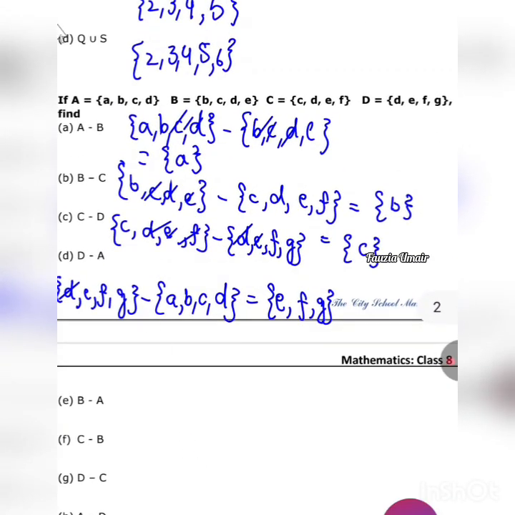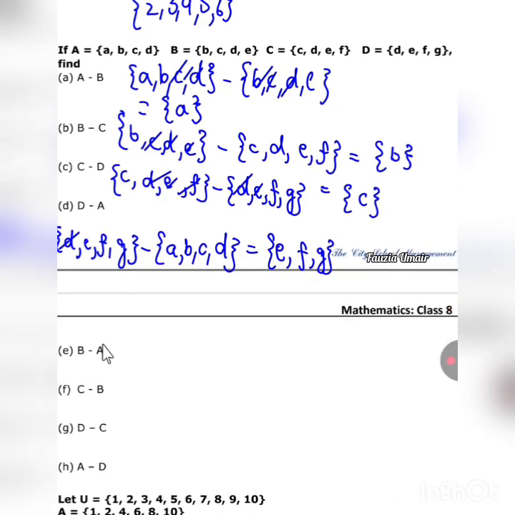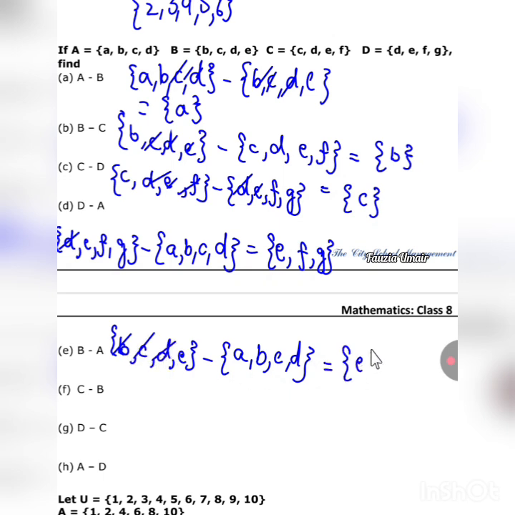So keeping this definition in mind, we are still having more. Let's solve these questions also. It's like a practice of the same concept. Now comes B minus A. So B is basically B, C, D and E, and A is getting subtracted. So A, B, C, D. So this time you can see B will be gone, C will be gone, D will be gone, and the answer would be only E.